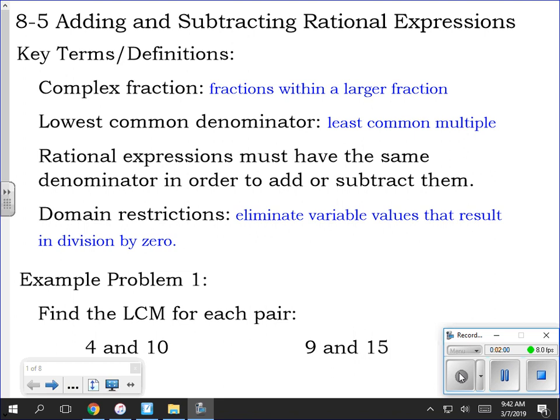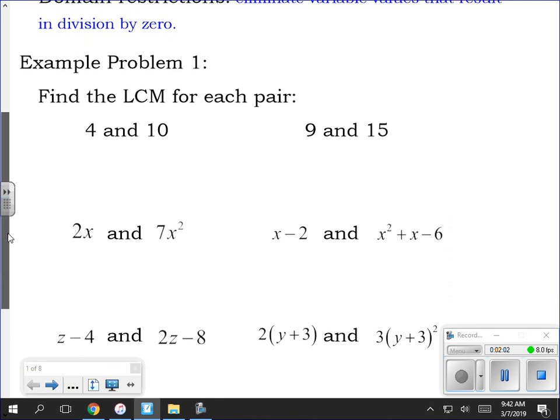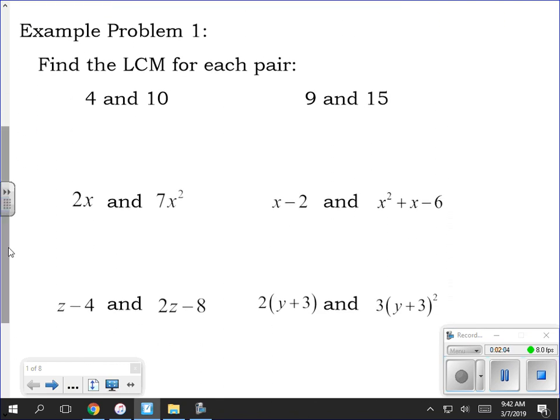So let's do this. Okay, example problem number 1. Find the least common multiple for each pair. So the first two are really just examples of what you're looking for. Least common multiple between 4 and 10 is the smallest number that 4 and 10 both divide into, that they both go into.